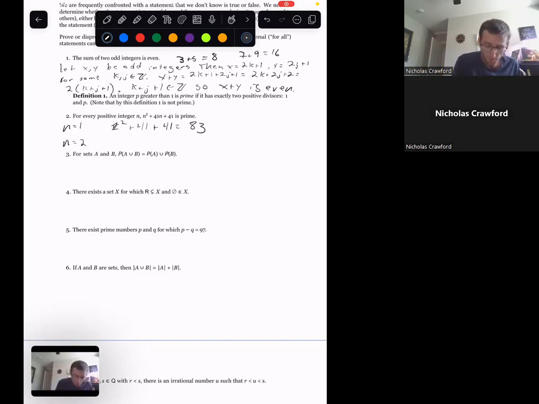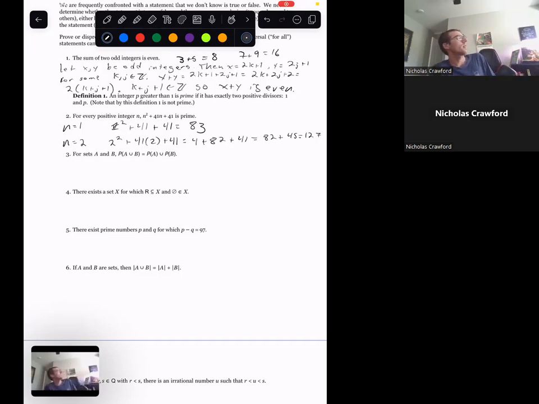Like n equals 2. That says 2 squared plus 41 times 2 plus 41. What's this going to be? This is going to be 4 plus 82 plus 41. So this is going to be 82 plus 45, and it's 127. All right, is 127 odd? Well, once again, it's not even. So I start checking all of these numbers, and actually 127 is prime. And you go, dang, okay, so maybe it is true.